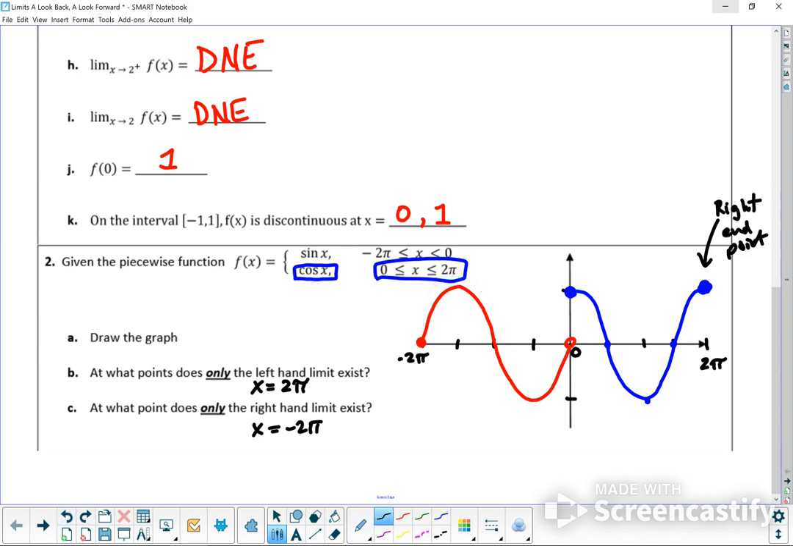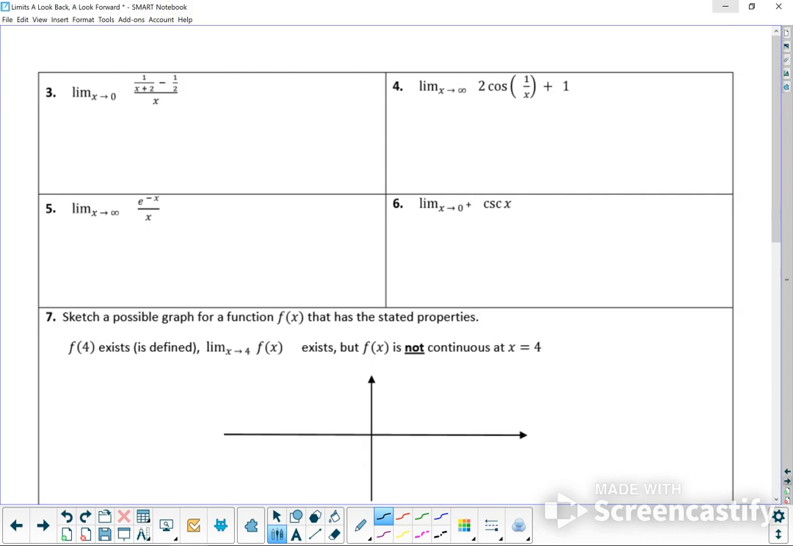That right there is your left endpoint. Okay. The rest of these, you can use any kind of skill you can using our 3 ways to find a limit.